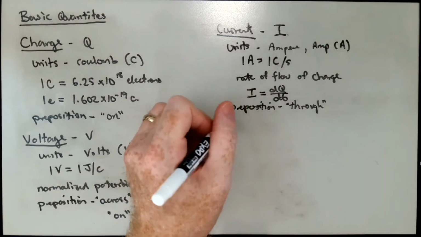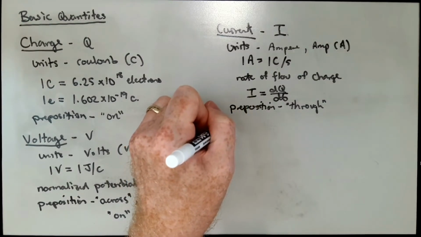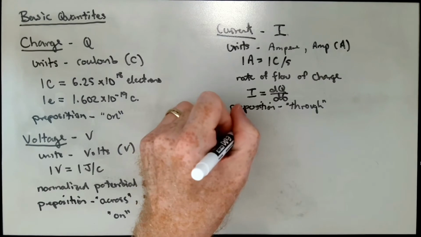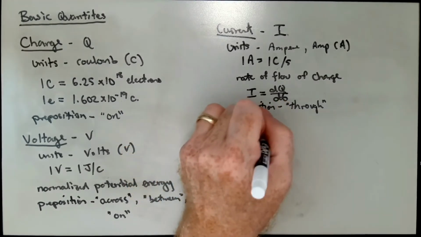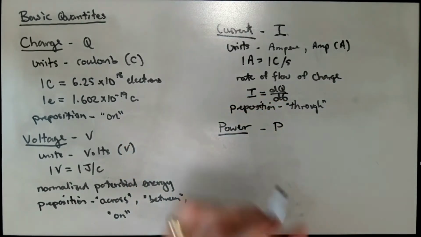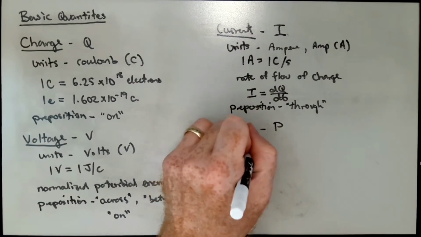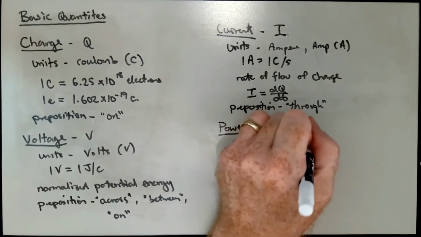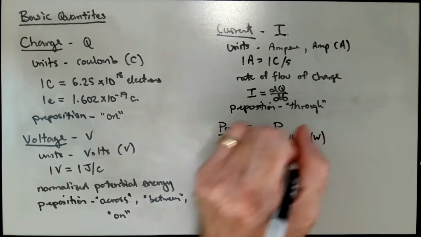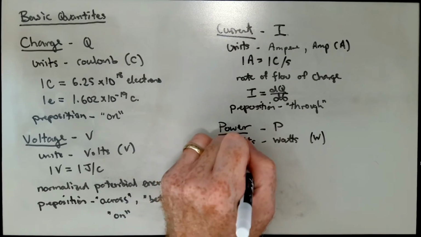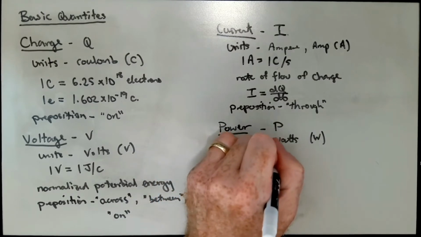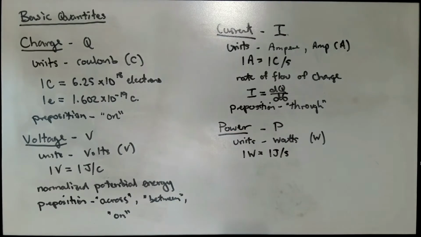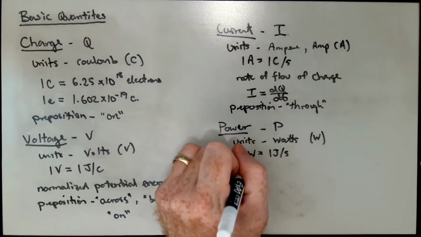The last quantity that we're going to be talking about here at the beginning is power. Of course, power is denoted by P, and the units of power, the watt, or watts, denoted by W, and 1 watt is a joule per second. So power is a rate of flow of energy, or rate of consumption of energy.